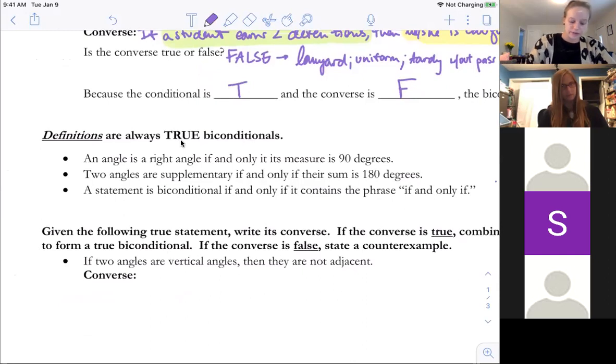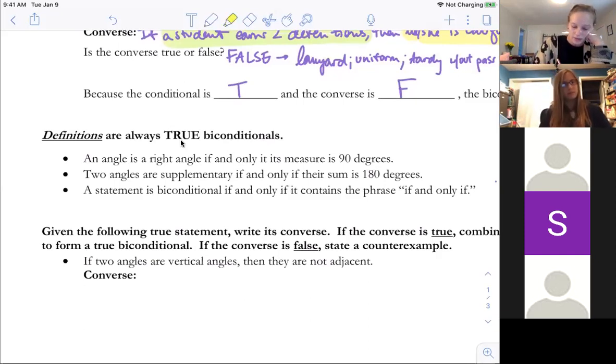But let's look at this first example I gave you. I said if an angle is a right angle, if and only if its measure is 90 degrees. If I said the conditional, if an angle is a right angle, then its measure is 90 degrees, that seems right. We can't complain. A right angle by definition is 90 degrees. Flip it. If a measure is 90 degrees, then an angle is right. Well, that's also true. That's a definition. So definitions are true whichever way we put them.